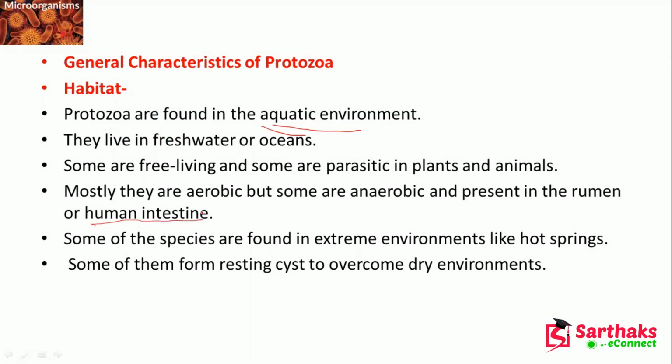Some of the species are found in extreme environments like hot springs. Some of them form resting cysts to overcome dry environments.